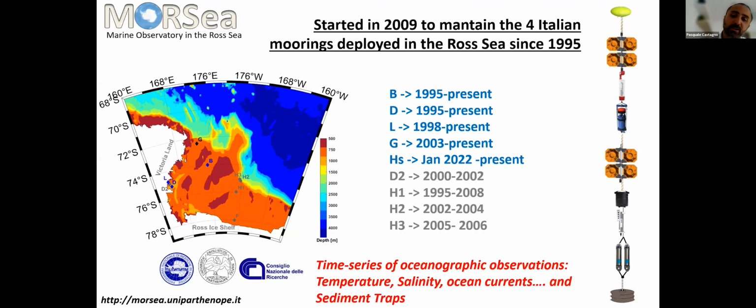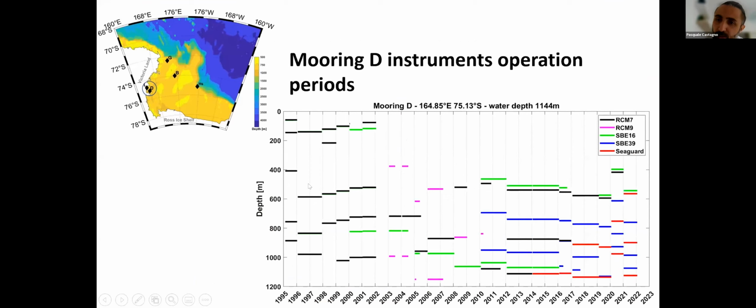So in this work we used the data from mooring D, that is this one. But before starting to show you some of the results, I just want to show you the instruments and their operation periods. We have had a current meter and salinity and temperature sensor since 1995, mostly mechanical current meters in the past, but from 2018 we have only single point acoustic current meters. We have these instruments at different depths. In the past there was a bit of confusion, but from 2010 they are mostly at the same depth.